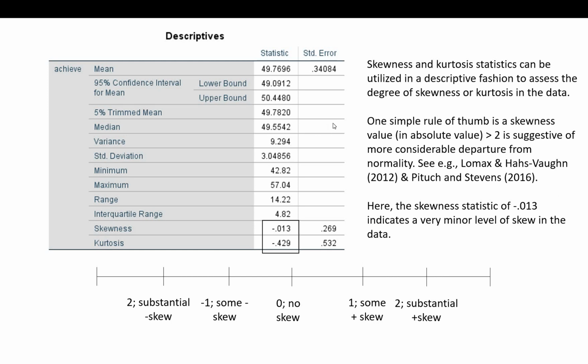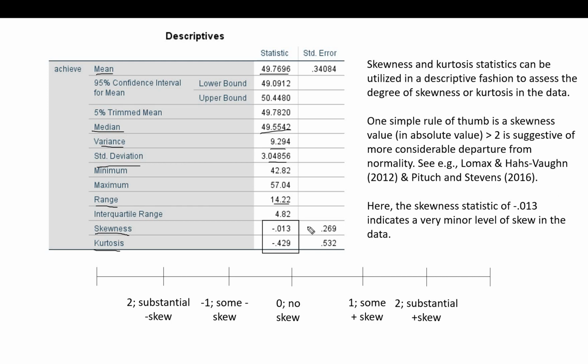First off, under the descriptives, you can see that we get a variety of pieces of information. We get the mean right here. That's for the achieve variable, that's 49.7696. You can see that we get the median for that variable. We get the variance and the standard deviation given right here. You can also see that we get the range given right here. But for the purposes of demonstrating skewness and kurtosis, or looking at normality, we're going to pay most attention to the skewness and kurtosis statistics right here.